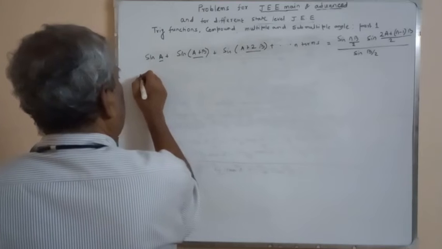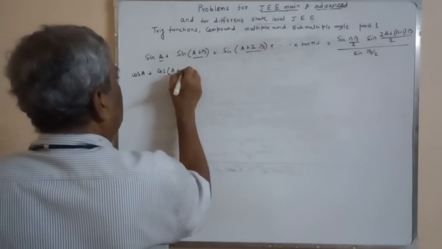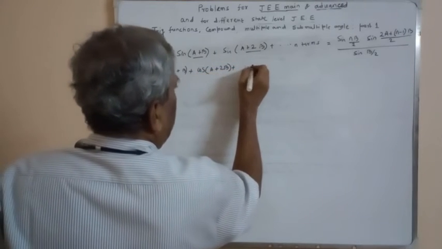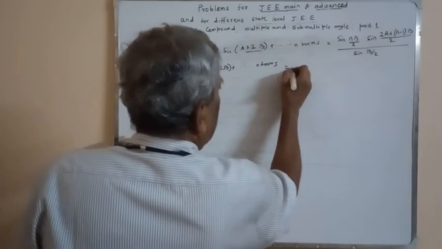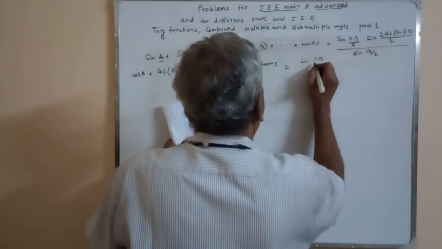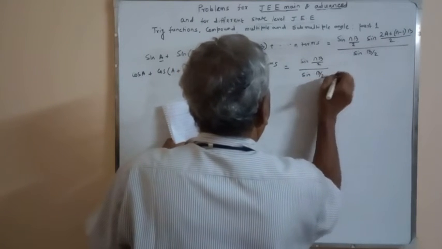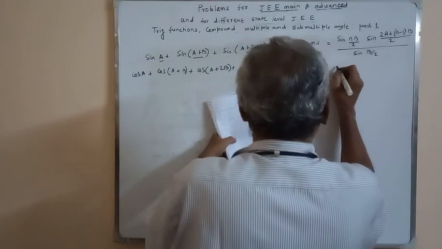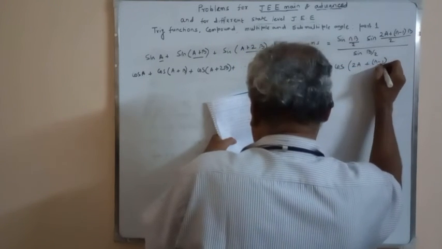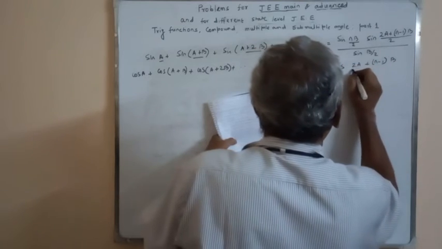And last of all, same type of series, instead of sine we have to write cos: cos A plus cos of A plus B plus cos of A plus 2B, this way n terms, is equal to sine nB by 2 by sine B by 2, same thing, into cos of 2A plus n minus 1 into B by 2.